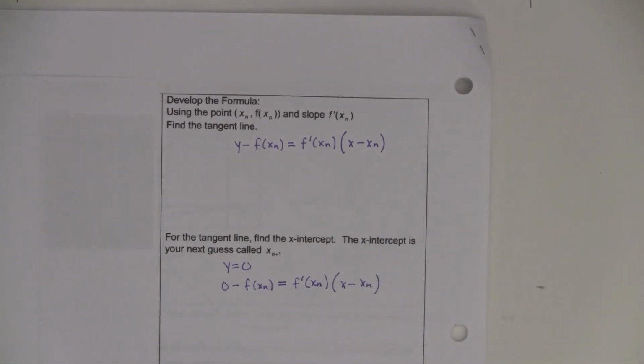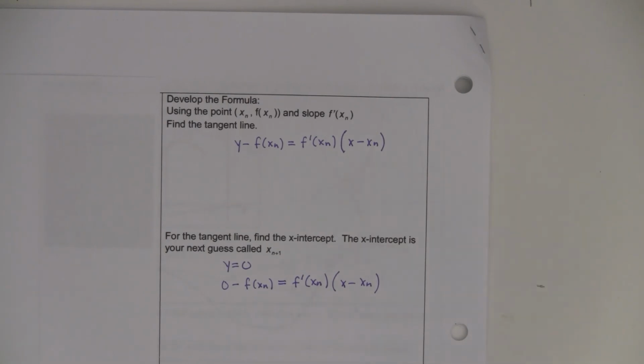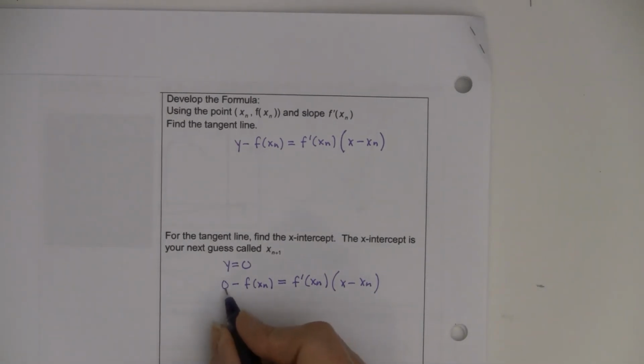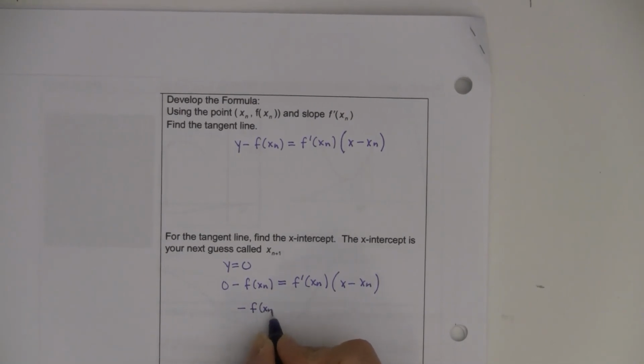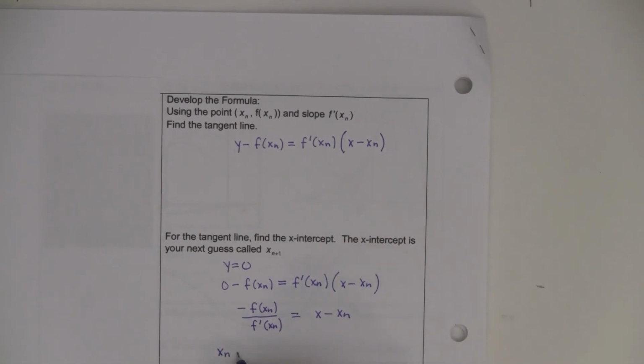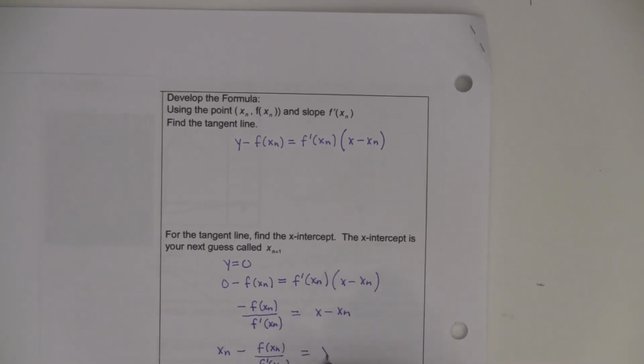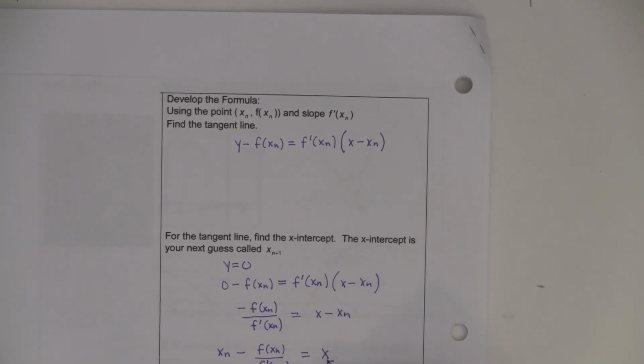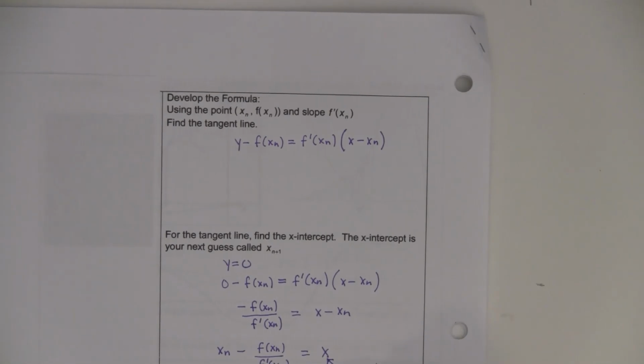And how you find the x-intercept is you solve for x. So we're going to find the x-intercept by solving for x here. So what I could do is divide both sides by the slope here. And 0 minus this is just this. So this would be minus f at xn divided by the slope, f prime at xn, equals x minus xn. And then I could add xn to the other side of the equation. So I get xn minus f of xn over the derivative equals x. And this x right here represents my next guess. And they call that x sub n plus 1.